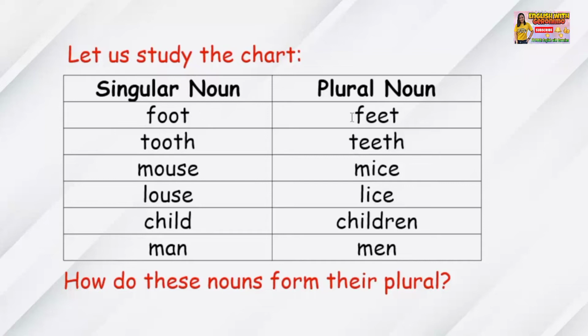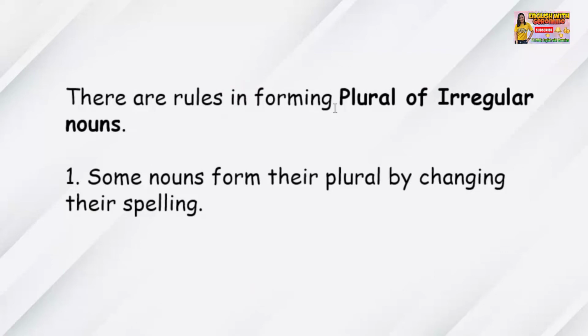Foot, feet; tooth, teeth; mouse, mice; louse, lice; child, children; man, men. Again, what do you call these words? Very good. Irregular noun. There are rules in forming plural of irregular nouns. Number 1. Some nouns form their plural by changing their spelling.